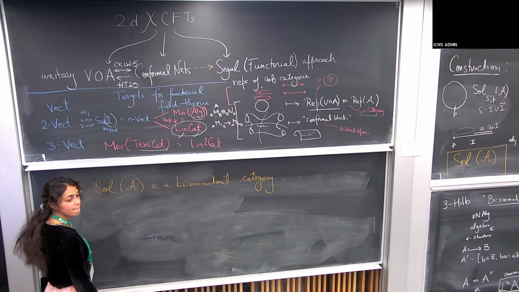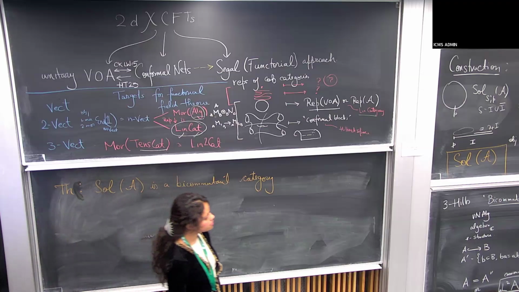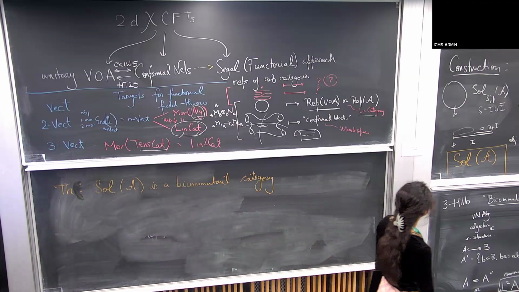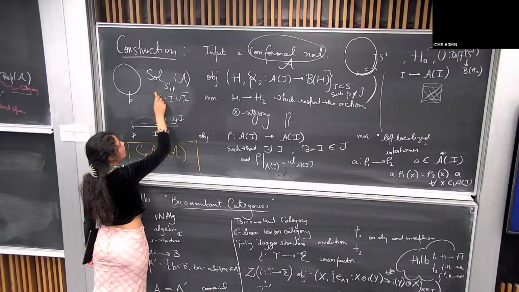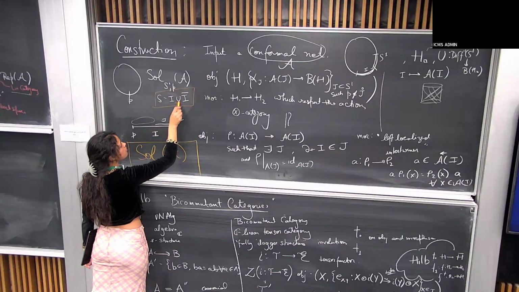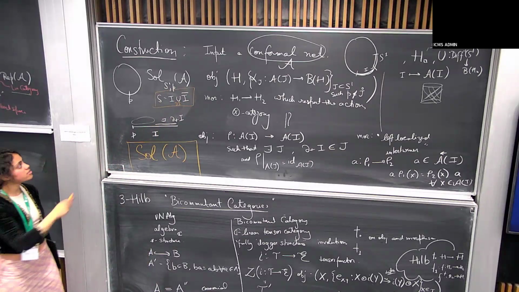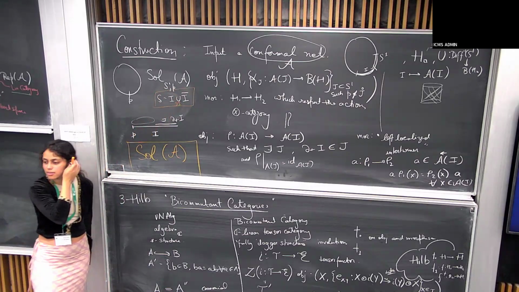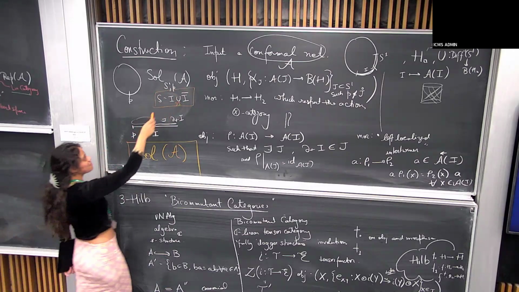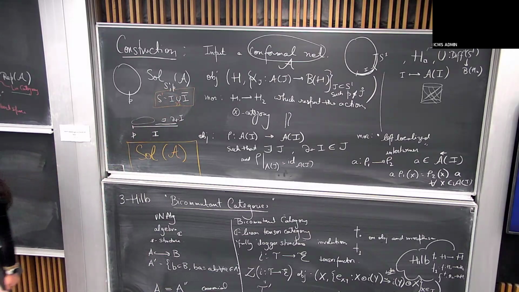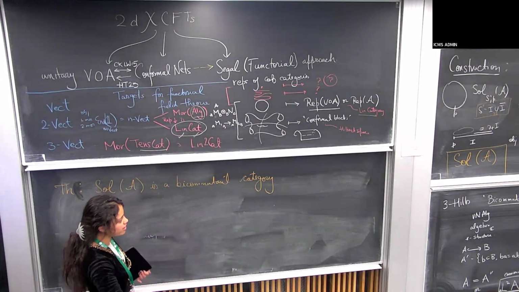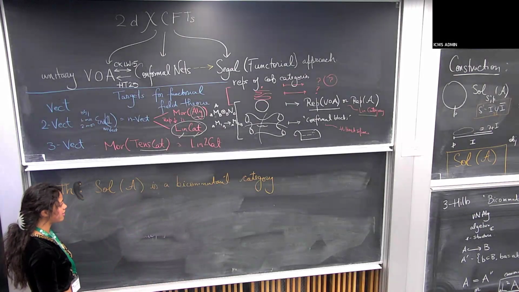So S is equal to I union I bar, which is glued over the boundary of I. S was the circle that I had defined. I stopped writing S because I can show that I can change the circle and it doesn't matter.